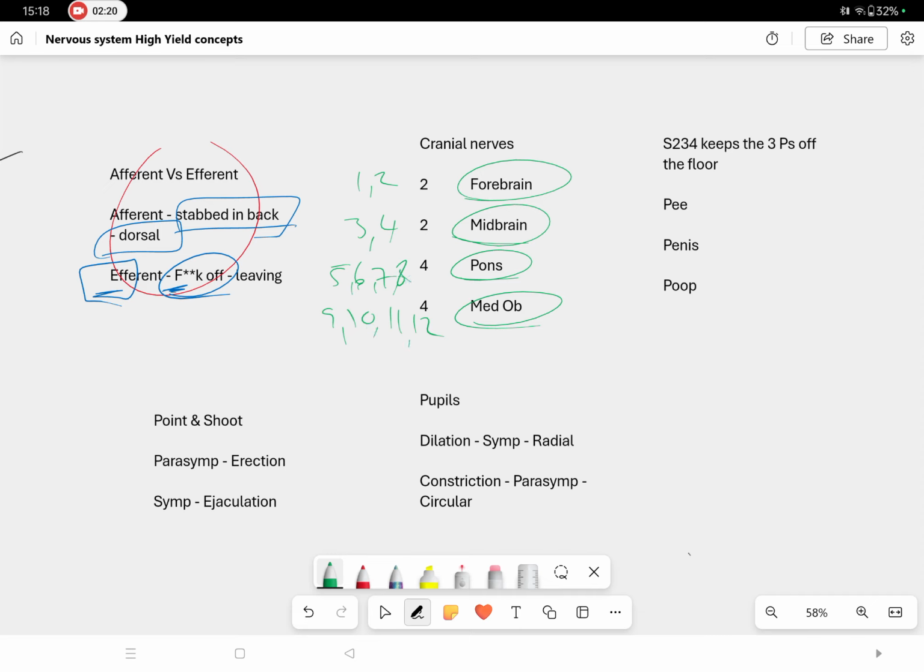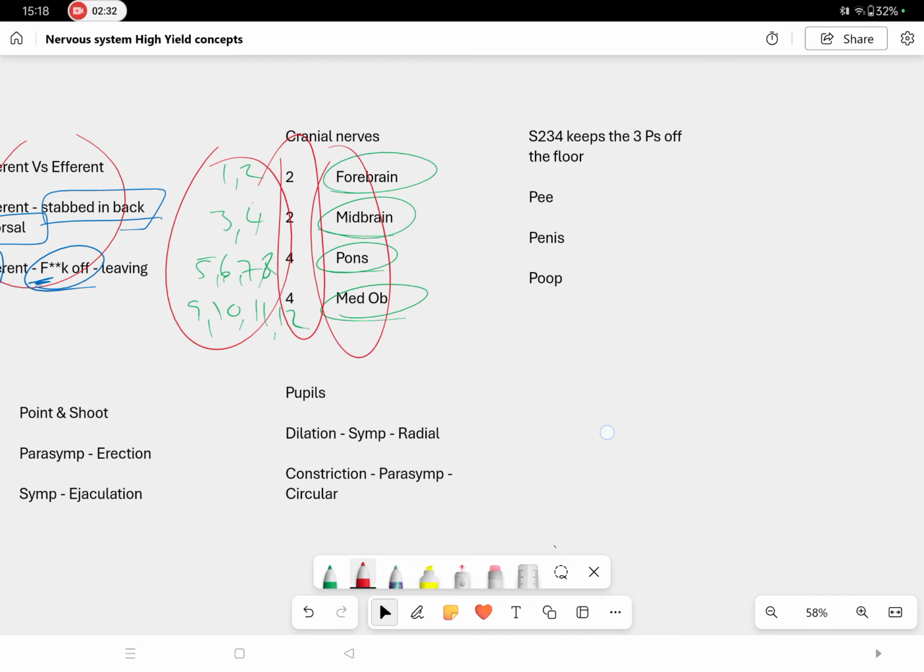And all you've got to do when it comes to an exam situation or setting is you remember 2, 2, 4, 4, and forebrain, midbrain, pons, and medulla, and then just work out which of the cranial nerves it is that sits in that region. Okay, hope that helps.